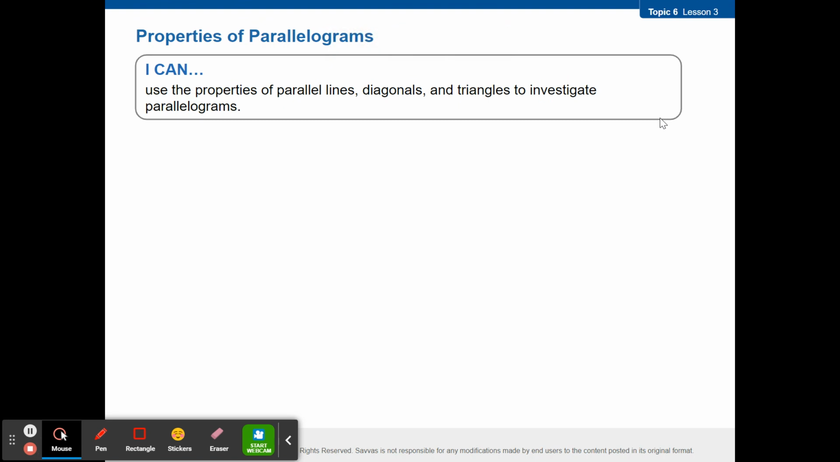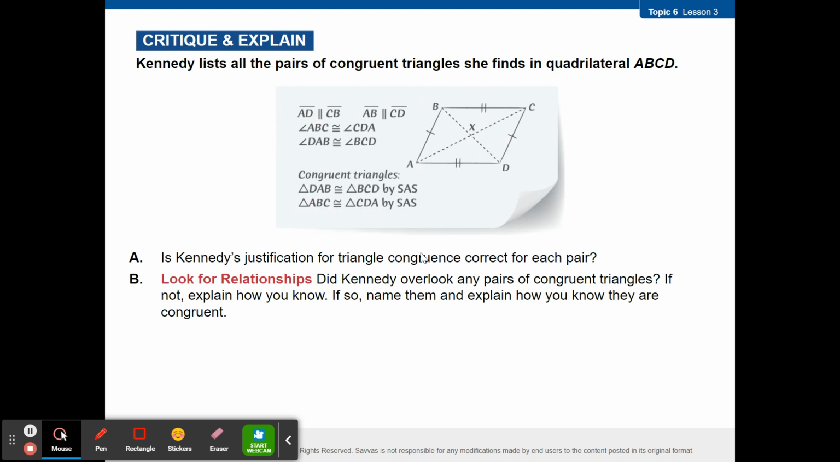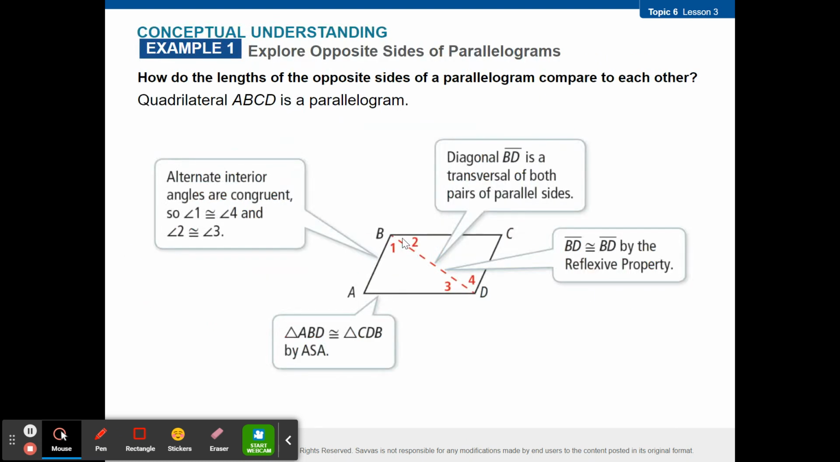Okay, so your I can statement for today is I can use the properties of parallel lines, diagonals, and triangles to investigate parallelograms. So remember, parallel lines was topic 2. All those rules apply. Diagonals, we're kind of learning that along the way for each shape. Triangles, that's your side, side, angle, side, HL, all that stuff, okay? We are not going to do the critique and explain, so let's move on to example 1.